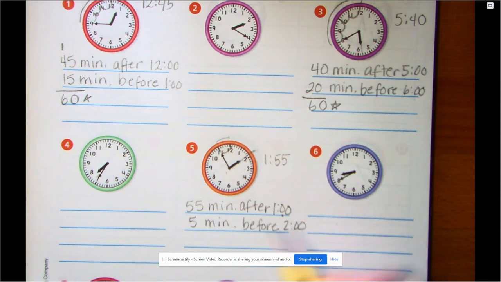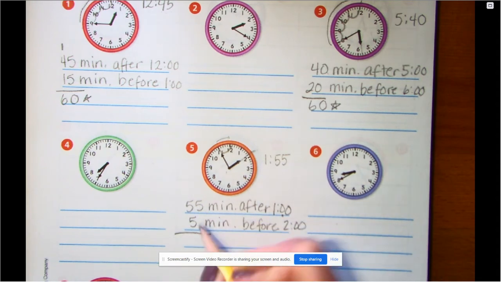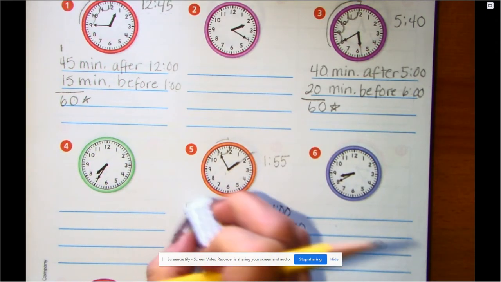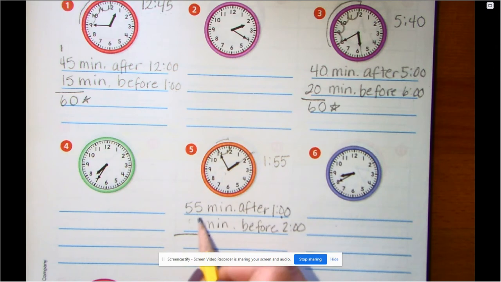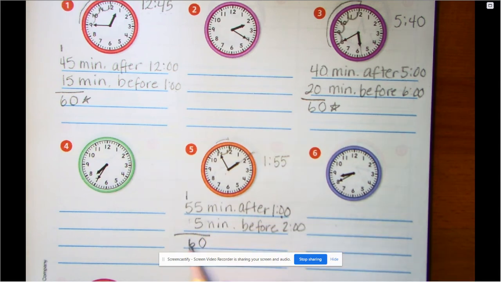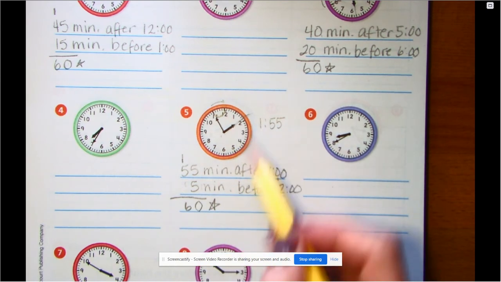2 o'clock. Okay, so now we need to add. I didn't do a very good job lining these up, did I? I'll get my eraser and fix that, because I should have my ones stacked together. 5 plus 5 is 10, so I have a new 10 above. And now I check and I have 60, so I know that I've had 1 full hour that's gone by.